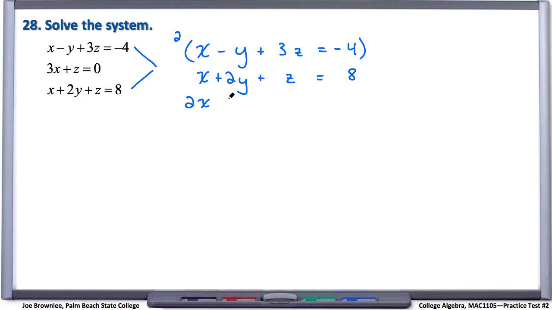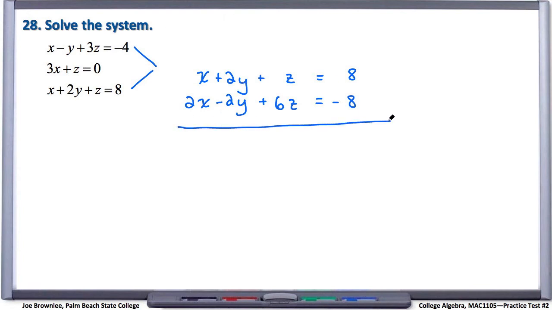2 times -y is -2y. And so you can see now that we have additive inverses. These will eliminate. 2 times 3z will give us 6z. And lastly, 2 times -4 gives us -8. And so there we have two equations that will allow us to nicely eliminate our y's. So let's go through and do this.